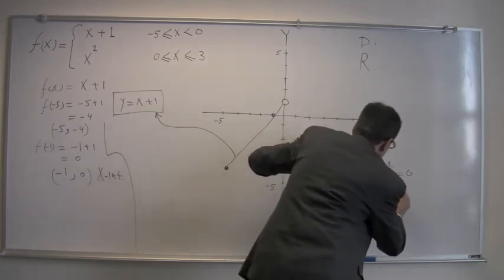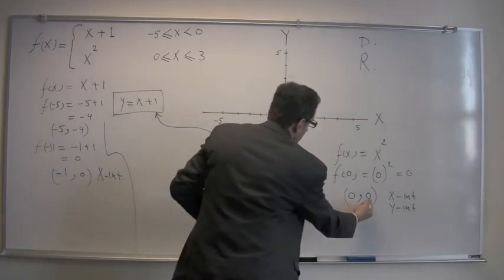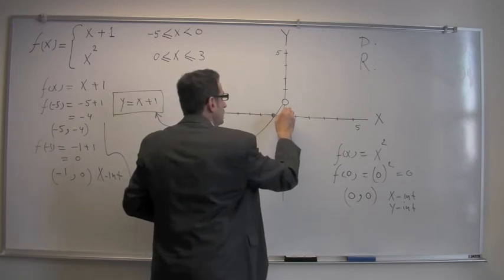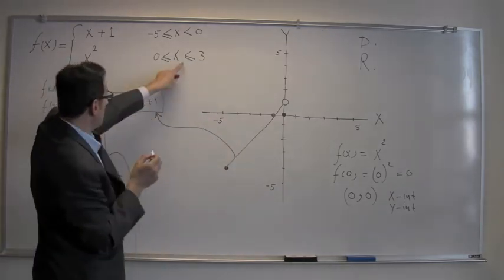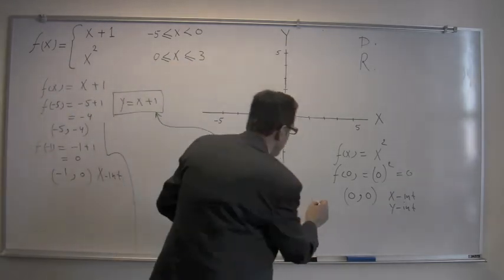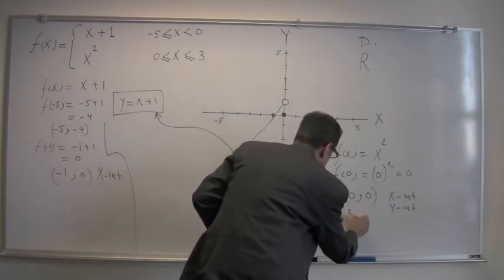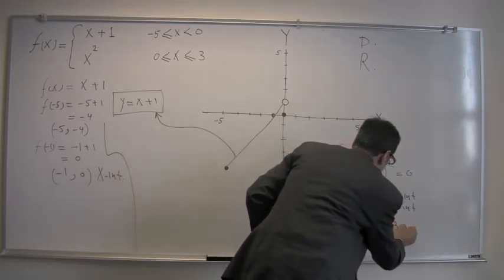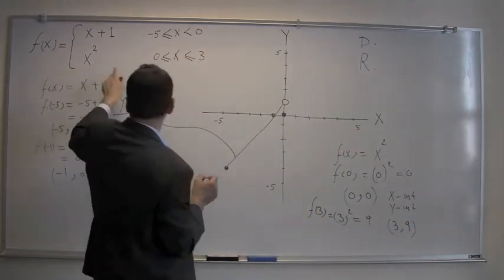That's another x-intercept, and also it is the y-intercept at the same time. While x is equal to 0, y is equal to 0. So I got one point here for the second part of the function. Now I can plot 3, which is included in the solution set. F of 3 equals 3 to the power 2, which equals 9. So when x is equal to 3, y is equal to 9. That's another point on the second part of the function.